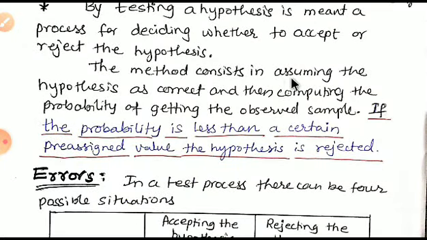The method consists in assuming the hypothesis as correct and then computing the probability of getting the observed sample. If the probability is less than a certain prescribed value, the hypothesis is rejected.